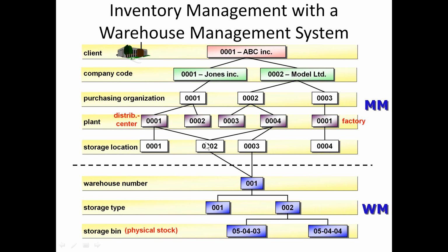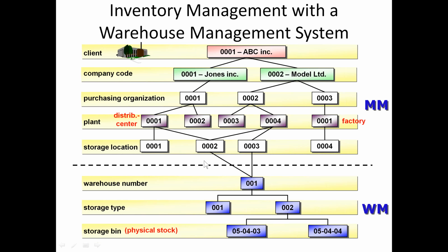So a plant can share a storage location with another plant. If you see here, 002 is shared by the 001 plant and the 004 plant. Because with some companies, when the buildings are adjacent, sometimes they share the storage location. So we can have a common storage location for 2 different plants. That is what it is.